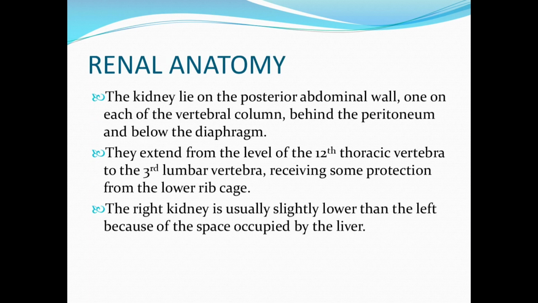So renal anatomy. So first question, when it comes to anatomy, what will we see? Where the kidney lies or where the kidney is situated. The kidneys lie on the posterior abdominal wall, one on each side of the vertebral column, behind the peritoneum and below the diaphragm. They extend from the level of the 12th thoracic vertebra to the 3rd lumbar vertebra, receiving some protection from the lower rib cage.